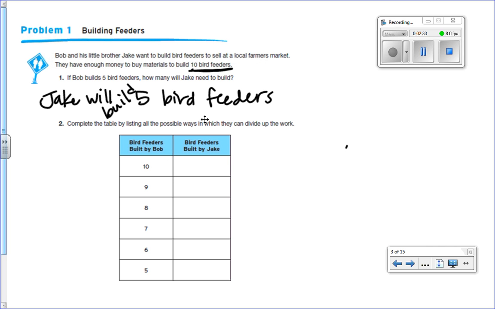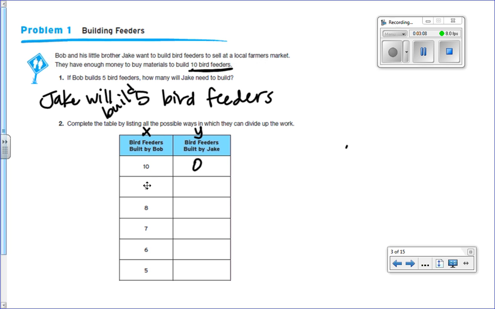It says complete the table by listing all the possible ways in which they can divide up the work. So the number on the left column is the number which represents X, because remember, the first column is always representative of X, and then the second column is representative of Y, so that if you have to take a data set and convert it into a graph, then you always know what X is and what Y is. So if Bob builds all 10 bird feeders, Jake would have none left to build.